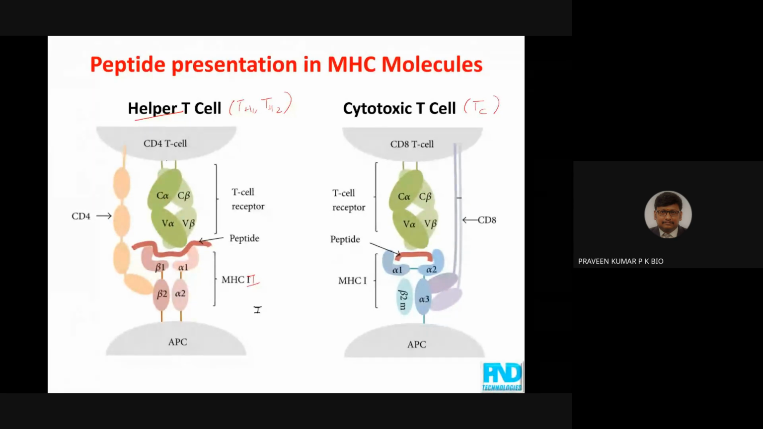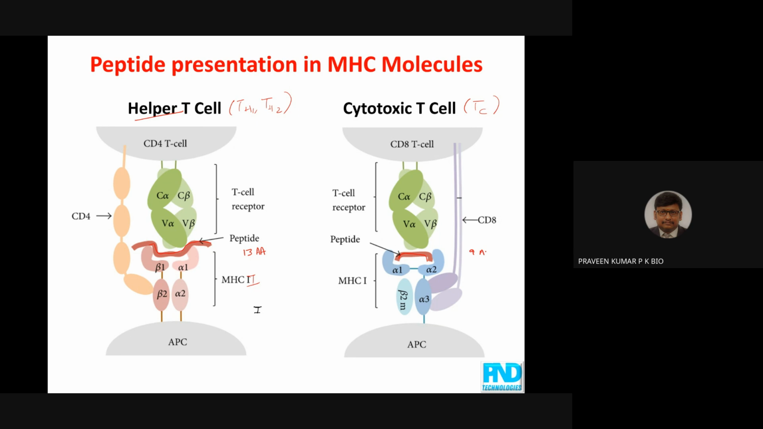And if you see this helper T cell, because the antigen is coming in and out, we can find the length of this amino acid epitopic peptide. This will be larger when compared to the cytotoxic T cell. The helper T cell peptide is around 13 amino acids, and the cytotoxic T cell peptide is around 9 amino acids.